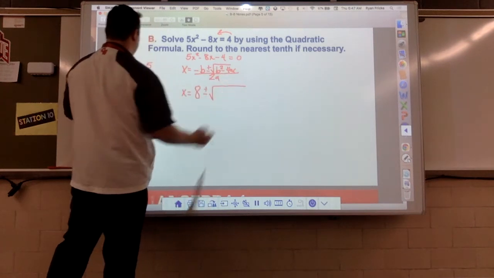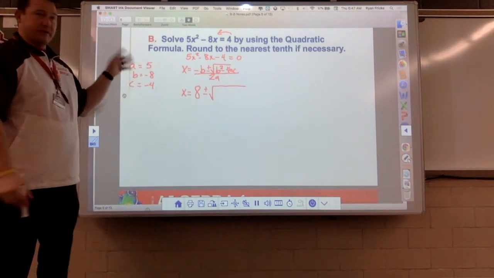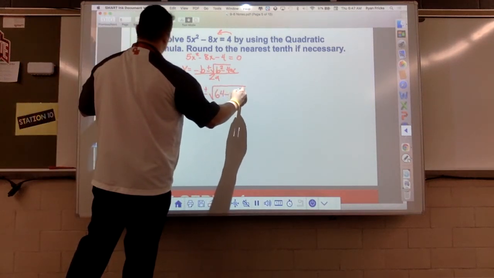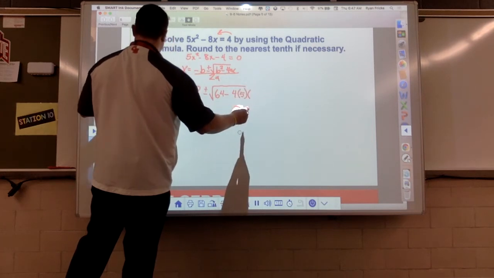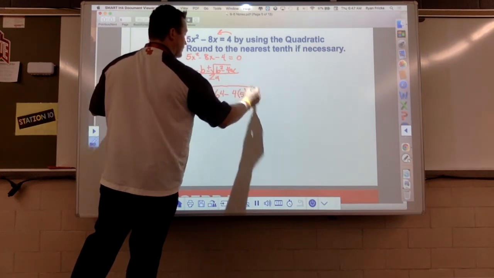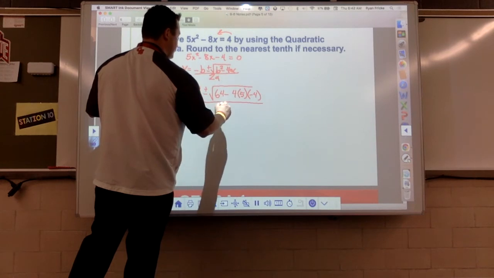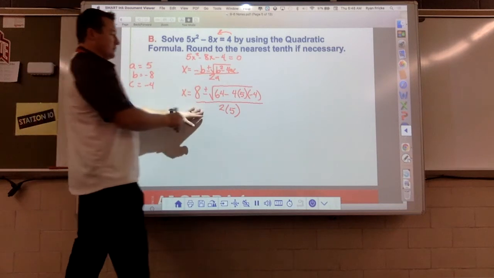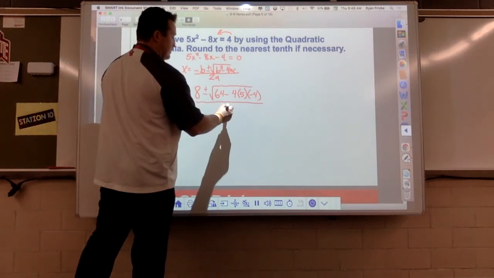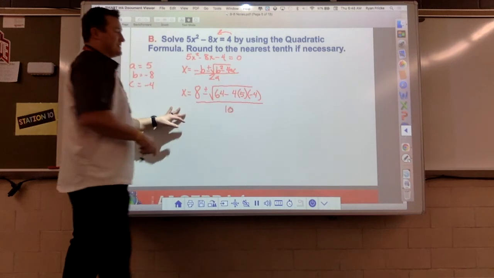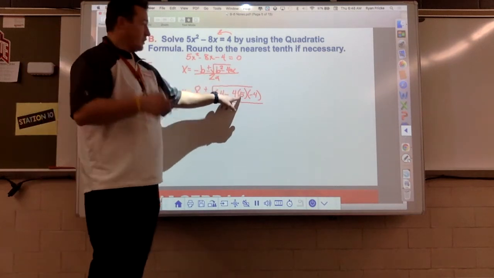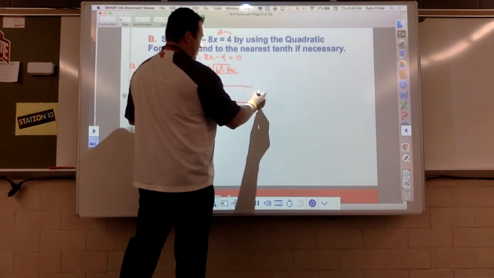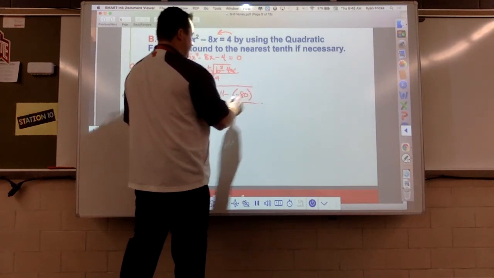Plus or minus the square root of B squared, right? Most of us can square these numbers in our head. This will turn into 64 minus 4 times A, which is 5, times C, which is negative 4, all over 2 times A. Okay, let's do some simplifying here real quick. This is going to turn into 10. 4 times 5 times negative 4. So 4 times 5, 20. 20 times negative 4 is negative 80. Okay, so negative 80.